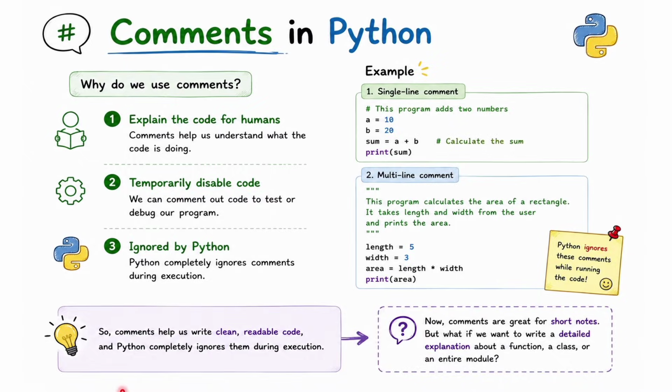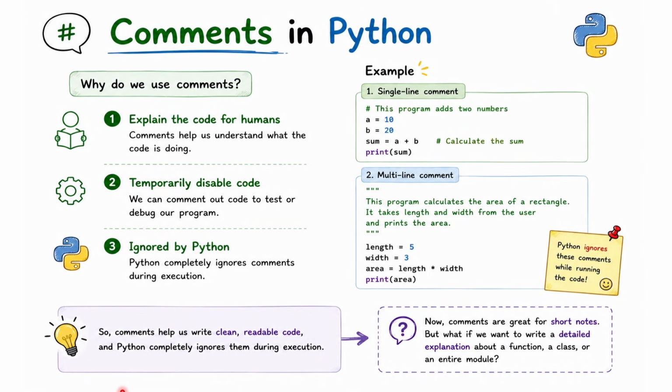So that's how comments work in Python. Comments have two main purposes. First, they help explain the code for humans. Second, they allow us to temporarily disable code while testing or debugging. They help us write clean, readable code and Python completely ignores them during execution. Great for adding short notes.